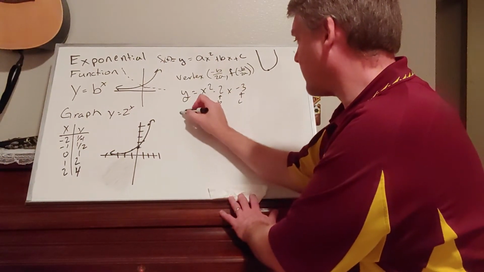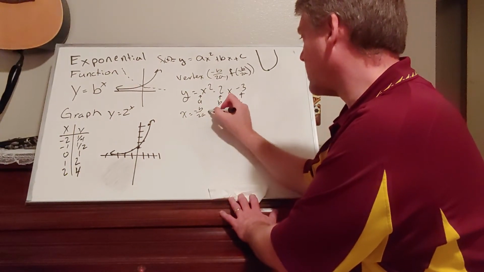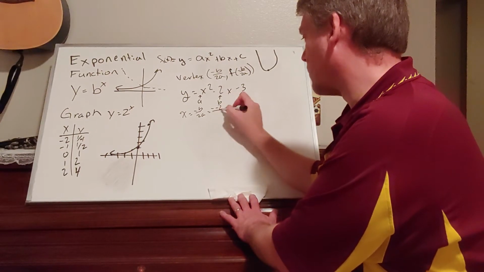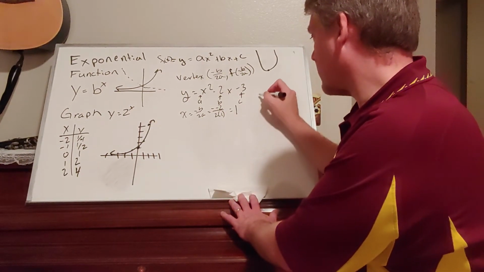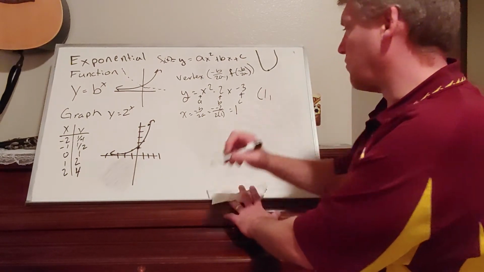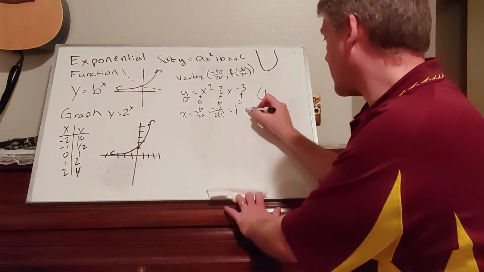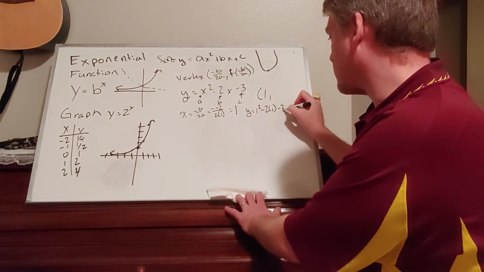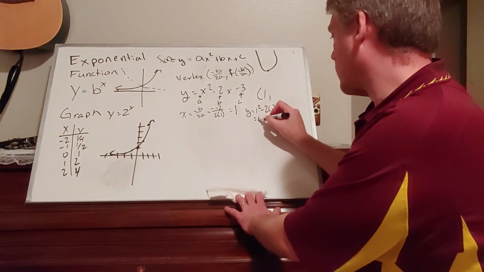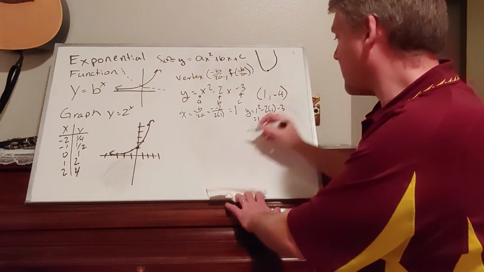Now if I want to find my x coordinate, I'm going to go negative b over 2a. So that's negative negative 2 over 2 times 1, which gives me 1. So now I have an x coordinate of 1. Now if I want to find my y coordinate, I'm going to plug 1 in. So y equals 1 squared minus 2 times 1 minus 3, which gives me 1 minus 2 minus 3, which is negative 4. There's my vertex.